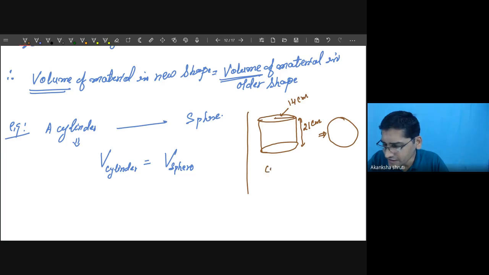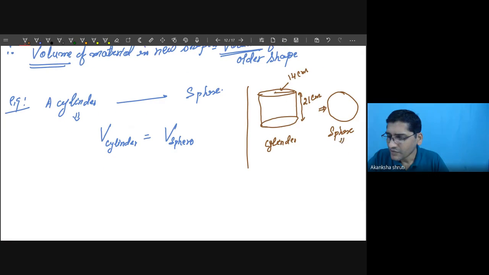Whatever this cylinder is there, for this cylinder we have the height and radius. For the new sphere, what is your surface area? If it is asked what is the volume of the new sphere, then the answer is very easy. It is the same as the volume of the cylinder. Here we are considering the cylinder and sphere both as solid ones. Do not think that these are hollow. These are solid ones. Be careful.